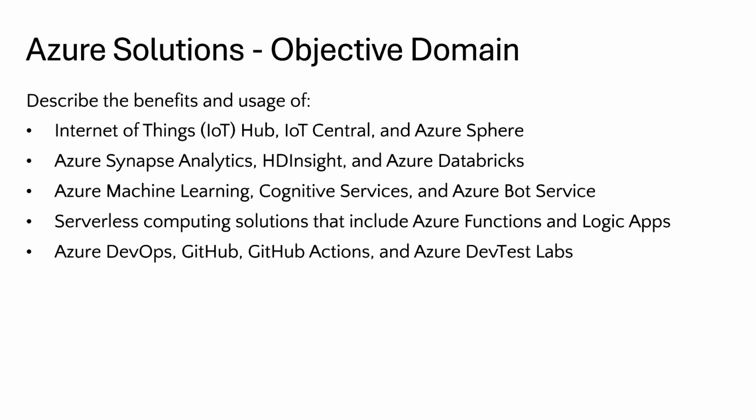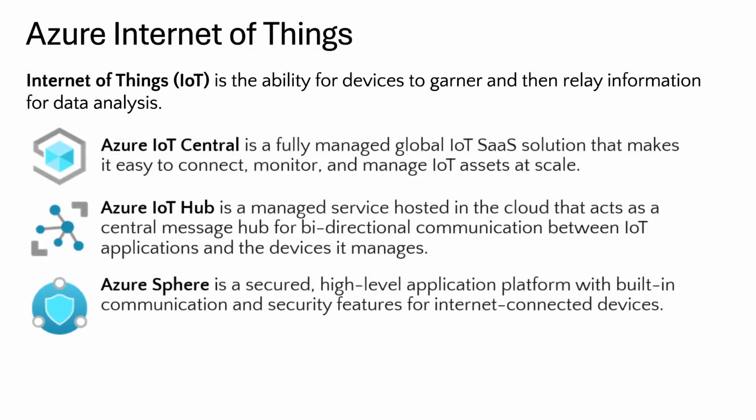So in the Azure solutions, we have Azure Internet of Things. Azure Internet of Things is the ability for devices to garner and then relay information for data analysis. We have Azure IoT Central, a fully managed global IoT SaaS solution that makes it easy to connect, monitor, and manage IoT assets at scale.